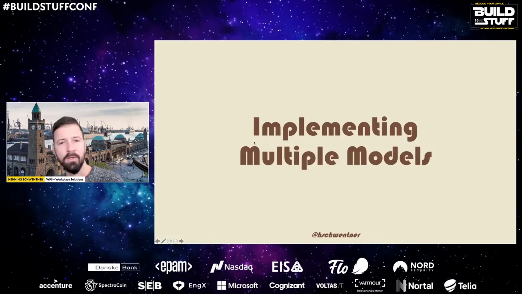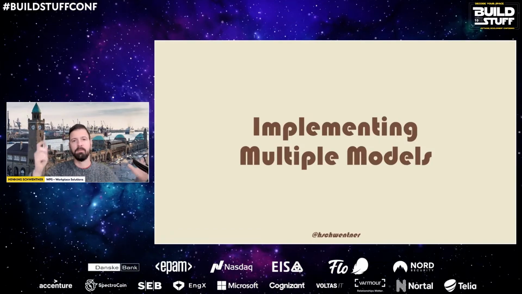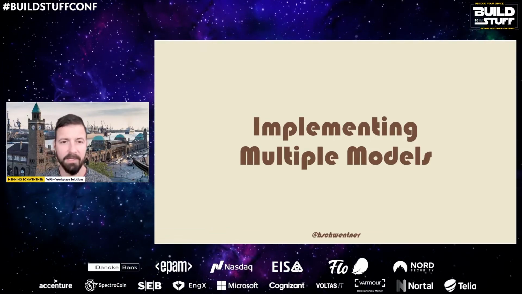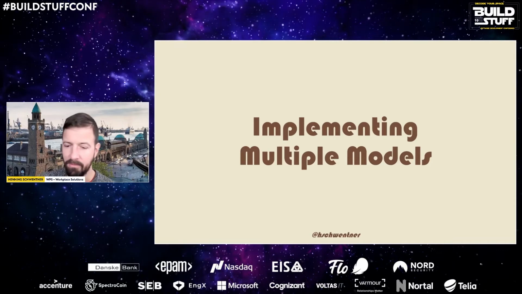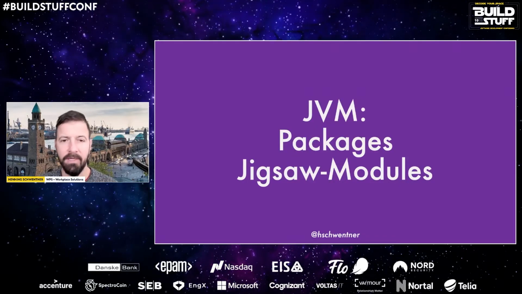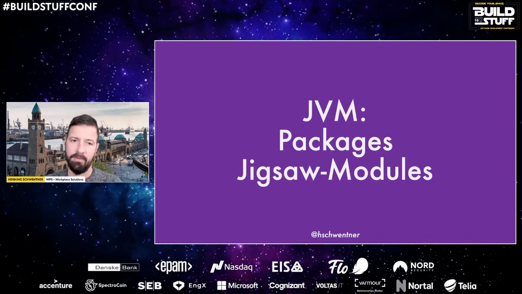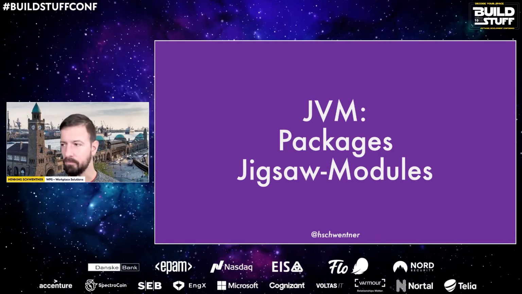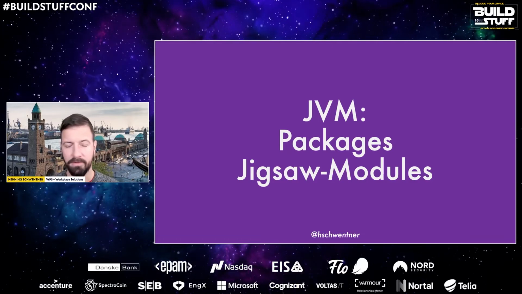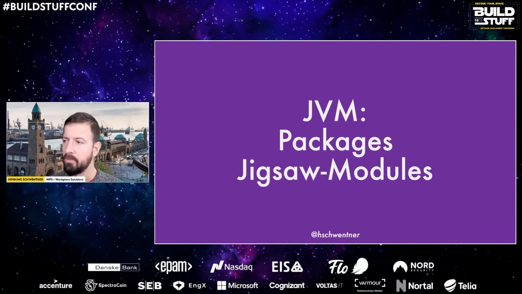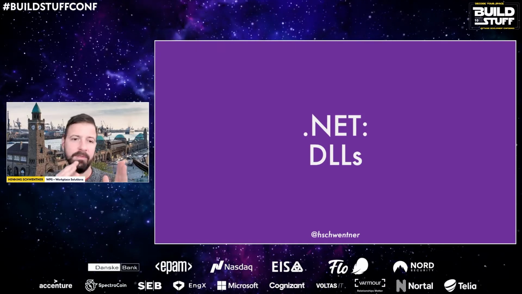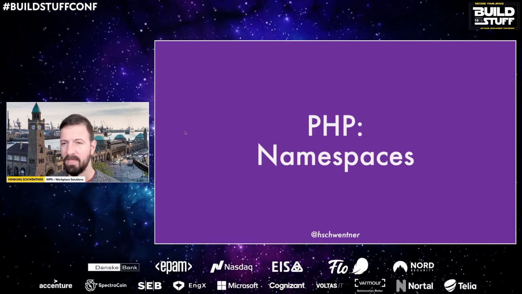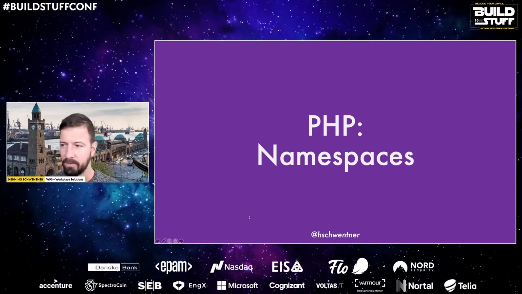Okay, so we want to move on from the one big model to several models. And there are different ways how you can implement these multiple models. When you're on the JVM, when you're using Java, then having two packages for the two bounded contexts might be the right thing. Or Jigsaw modules might also be something to look at. When you're in .NET, having different DLLs might be the right thing. In PHP, we can use namespaces, well, which is not so much fun.